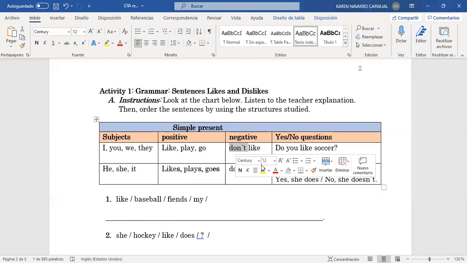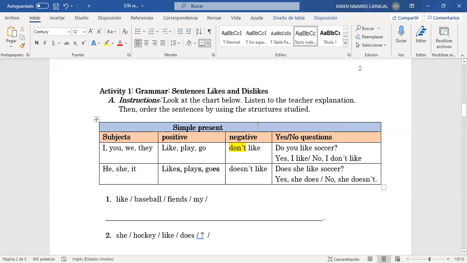Like you remember that we were doing some practice at the beginning of the class. We would say, I don't like soccer. So that was what you were saying. I was asking you, do you like soccer? And you told me, yes, I like. No, I don't like. So remember that for these subjects, you use don't in the negative sense. And for the verbs, you add nothing.